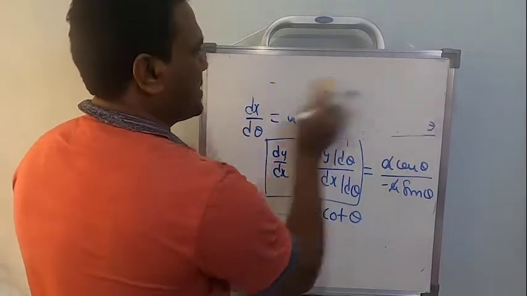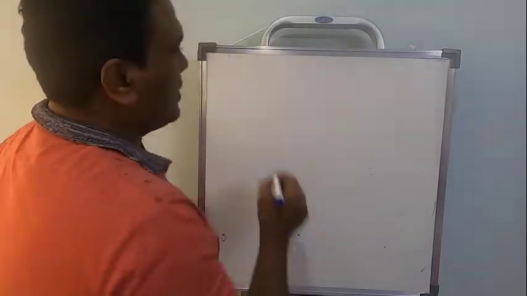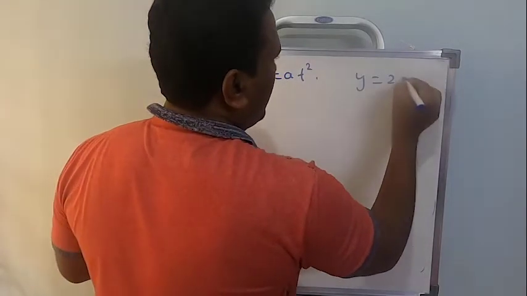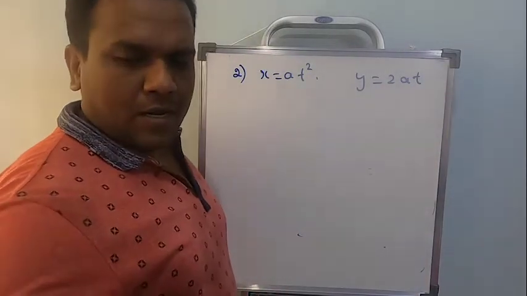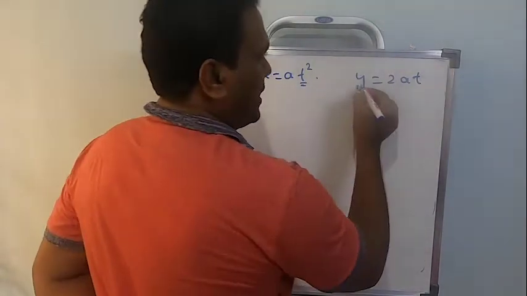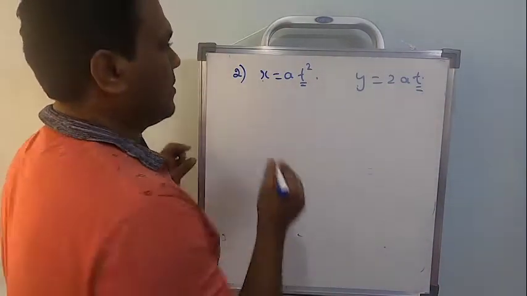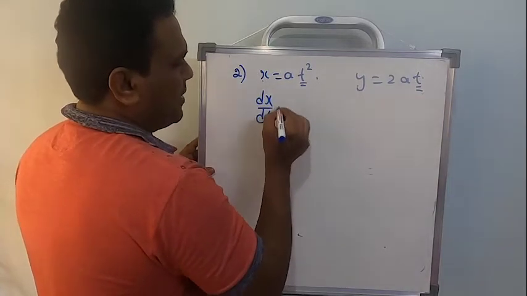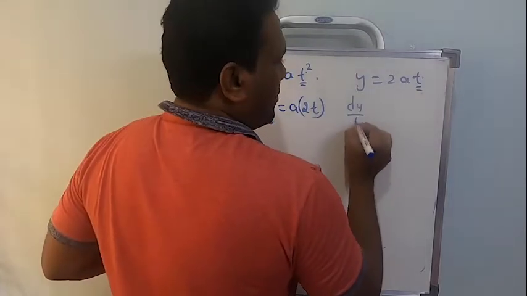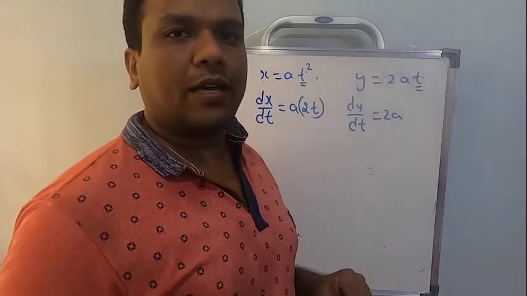So this is the first example. Now let's move on to the second one. Under this, the second one is x equal to at square, y is equal to 2at. Now what is the parameter? Quite simple. X is expressed in terms of t, y is expressed in terms of t. So that means differentiate with respect to t. So dx by dt, a is a constant, differentiation of t square, 2t. dy by dt, 2a is a constant, differentiation of t with respect to t.